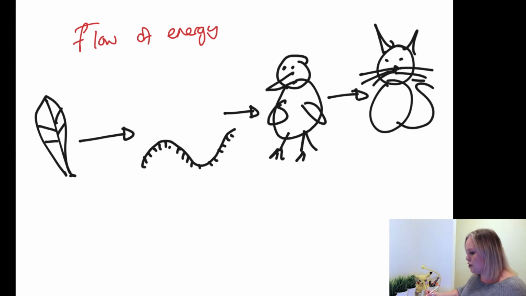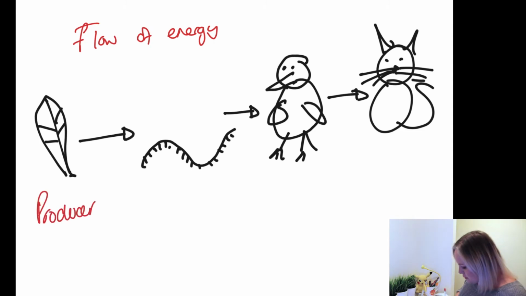Because we're talking about energy throughout this, how the energy is transferred from the producer. So the producer is the plant. It produces its own energy. How does it make its own energy? From photosynthesis. So it makes its own energy in photosynthesis, taking the energy from light, taking carbon dioxide in and water from its roots and turning that into glucose, oxygen, and making its own energy through respiration. Okay, so our plant is called a producer.